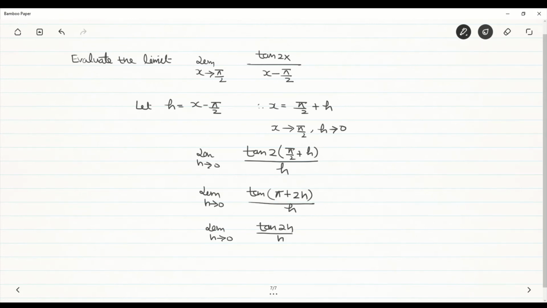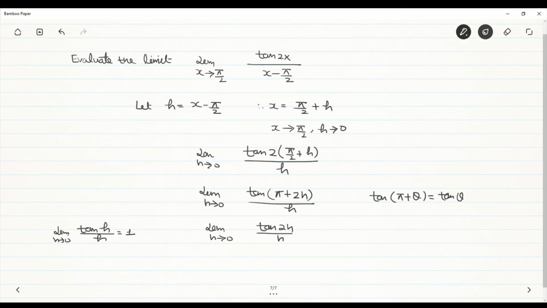Now after simplification we are getting limit h tending to 0 tan 2h upon h. This is because tan of pi plus theta is always tan theta. That's how tan of pi plus 2h is tan 2h. Now, as for the formula, if you go back and remember that formula, it was limit h tends to 0 tan h upon h will be 1.